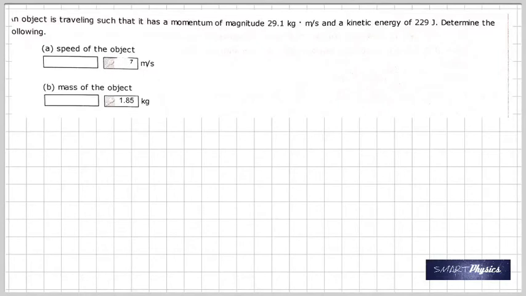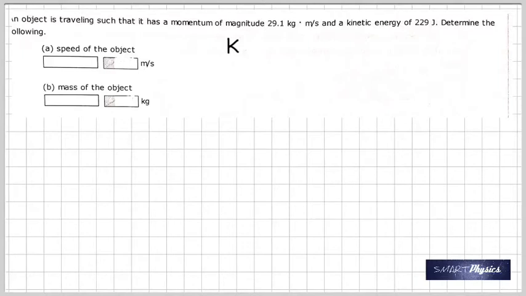This is part 2 of the assignment help that I'm giving you online. And there are 2 questions in this batch. The first question is about an object traveling such that it has a momentum of magnitude 29.1 kilogram meter per second and a kinetic energy of 229 joules. You're given the momentum and the kinetic energy, and you're asked to find the speed of the object and the mass of the object.